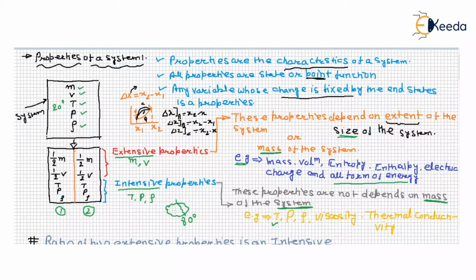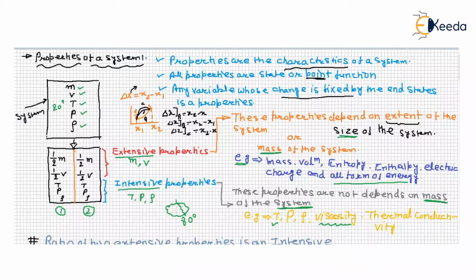Viscosity is also an intensive property. Why? Viscosity is a property of the fluid. If there is oil in this system, and an oil has a fixed viscosity at a fixed temperature, that means if you separate the system, the oil has the same viscosity. Like that, thermal conductivity, because thermal conductivity is a property of the material.